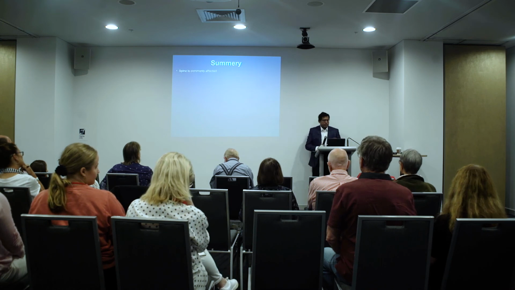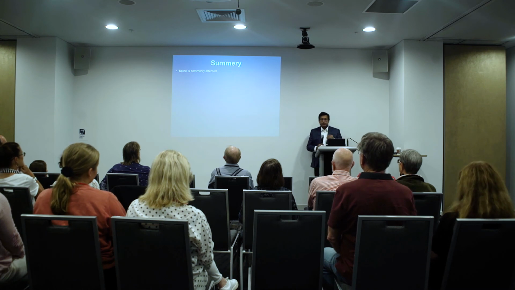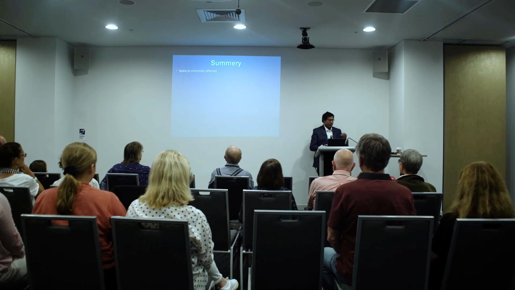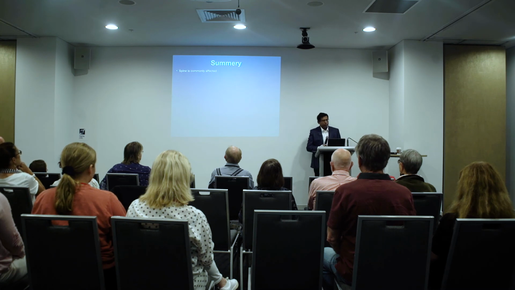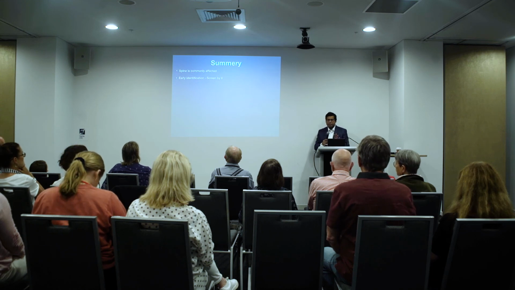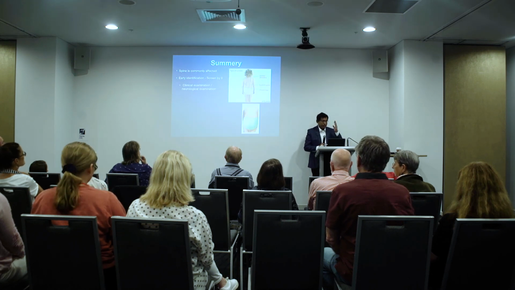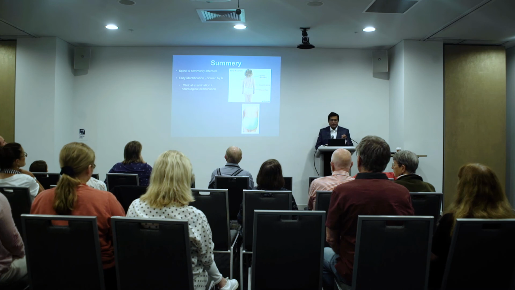So in summary, spine is a commonly affected part of your body with OI. You should look out for problems and pick it up early. The earlier you pick it up, the easier it is to treat, and you can avoid the severe deformities and severe problems. So we recommend that everybody has a spinal screening radiograph by the age of 6, and that includes the craniocervical junction. Clinical examination and neurological examination is mandatory.